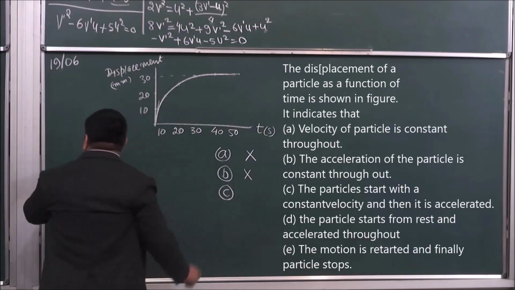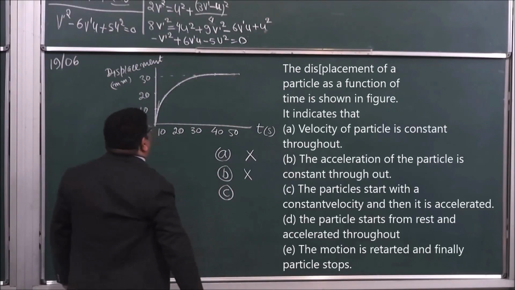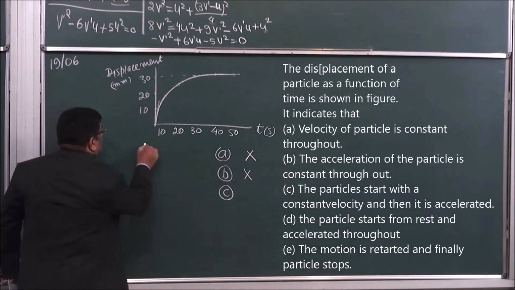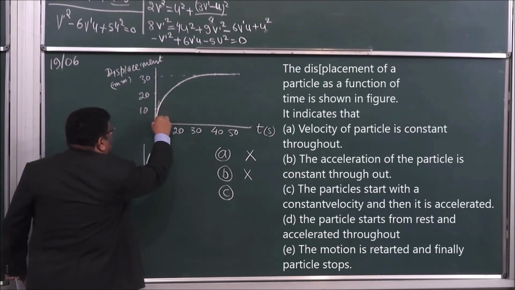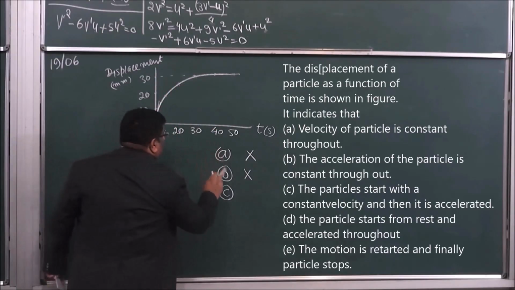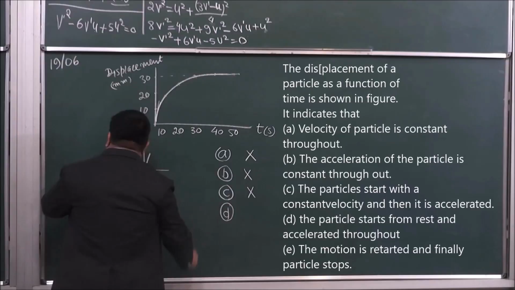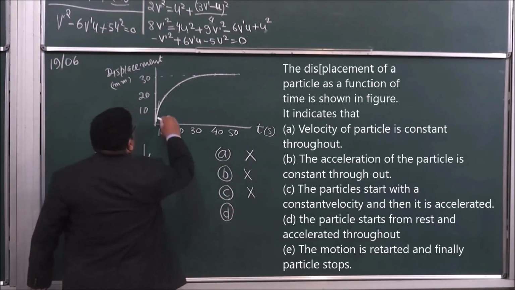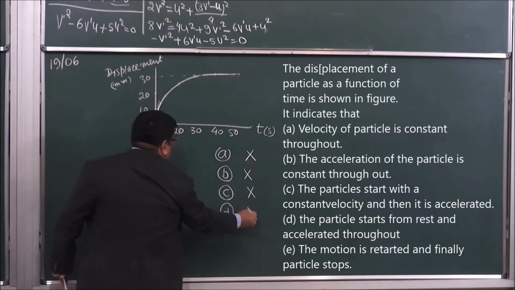Then third statement is the particle starts with a constant velocity and it is accelerated. Constant velocity is given by a straight line like this. But here there is no straight portion. It is throughout curve right from the beginning. So no straight line, it does not start with constant velocity. Then option number 4. The particle starts from rest and is accelerated throughout. It is not accelerated at this point. So this is also wrong.